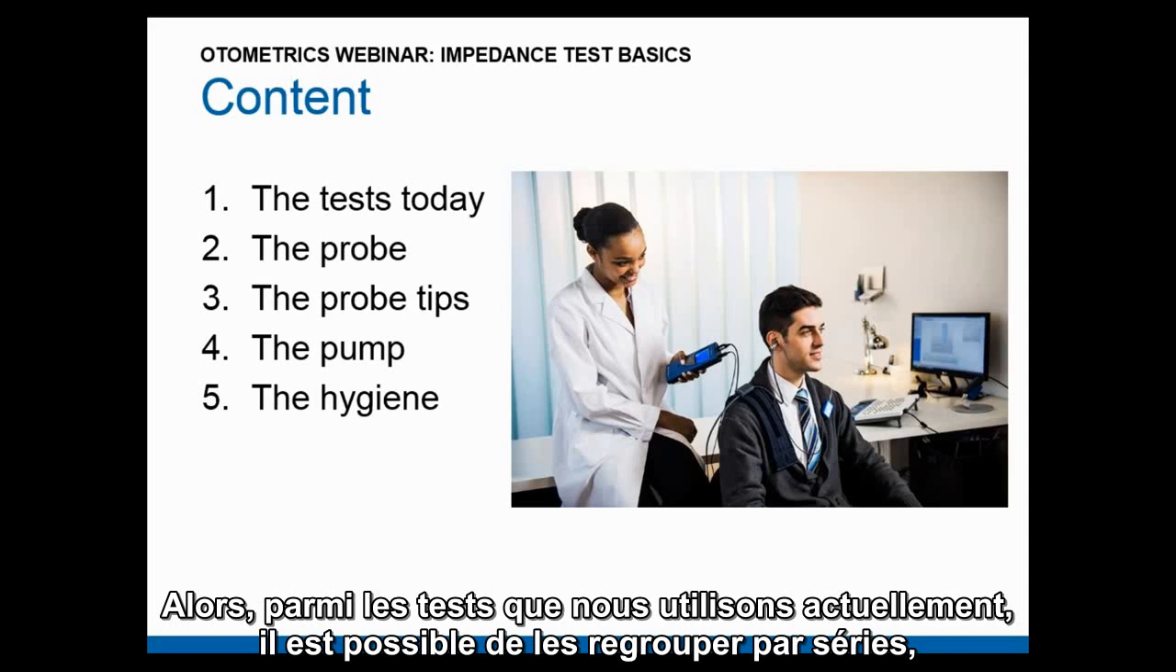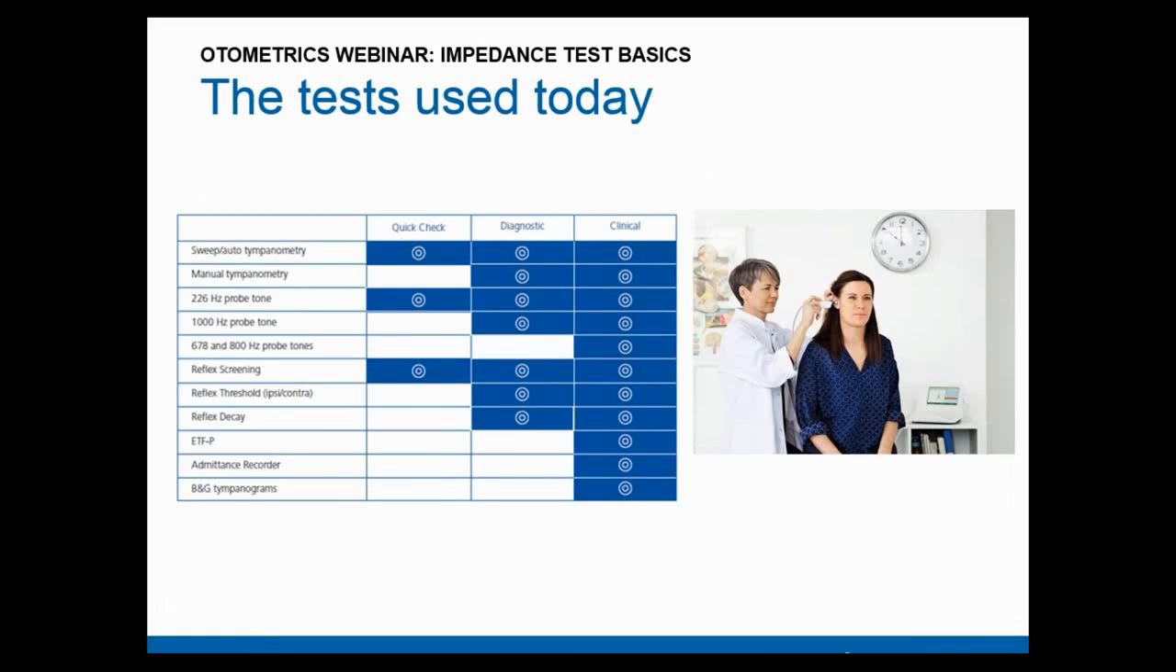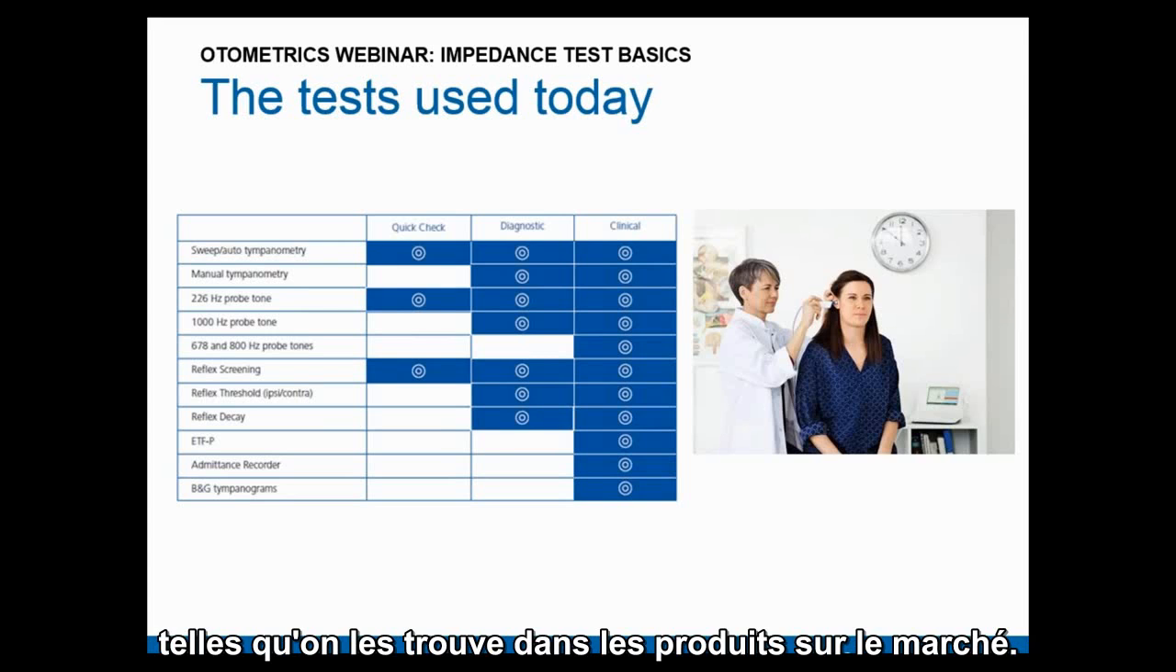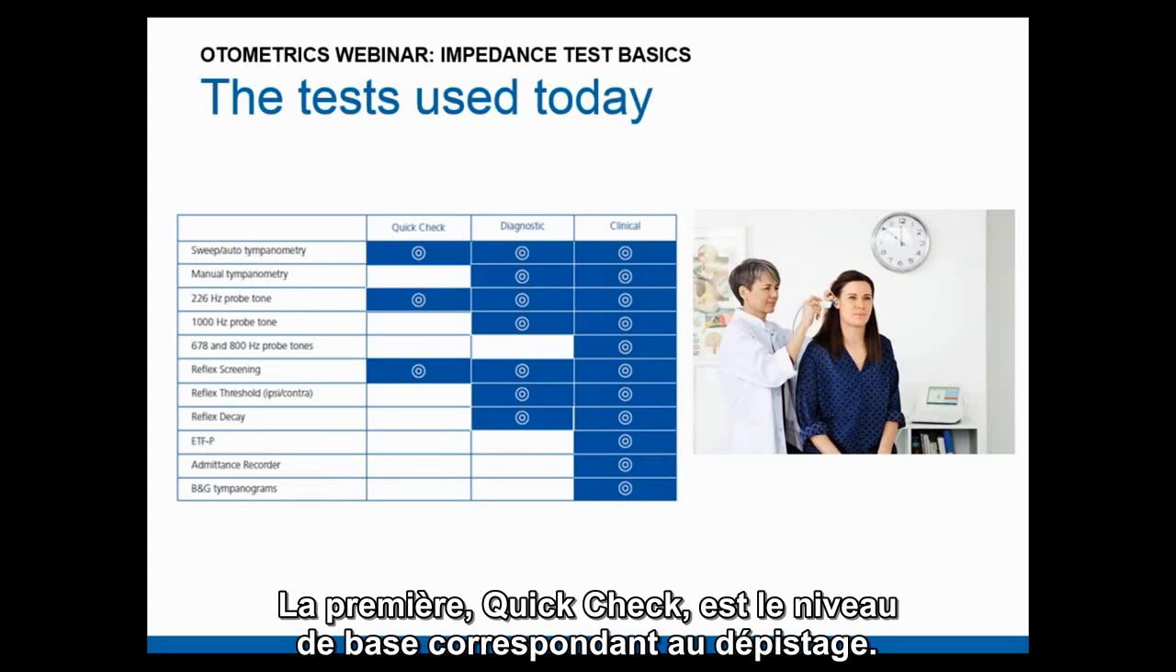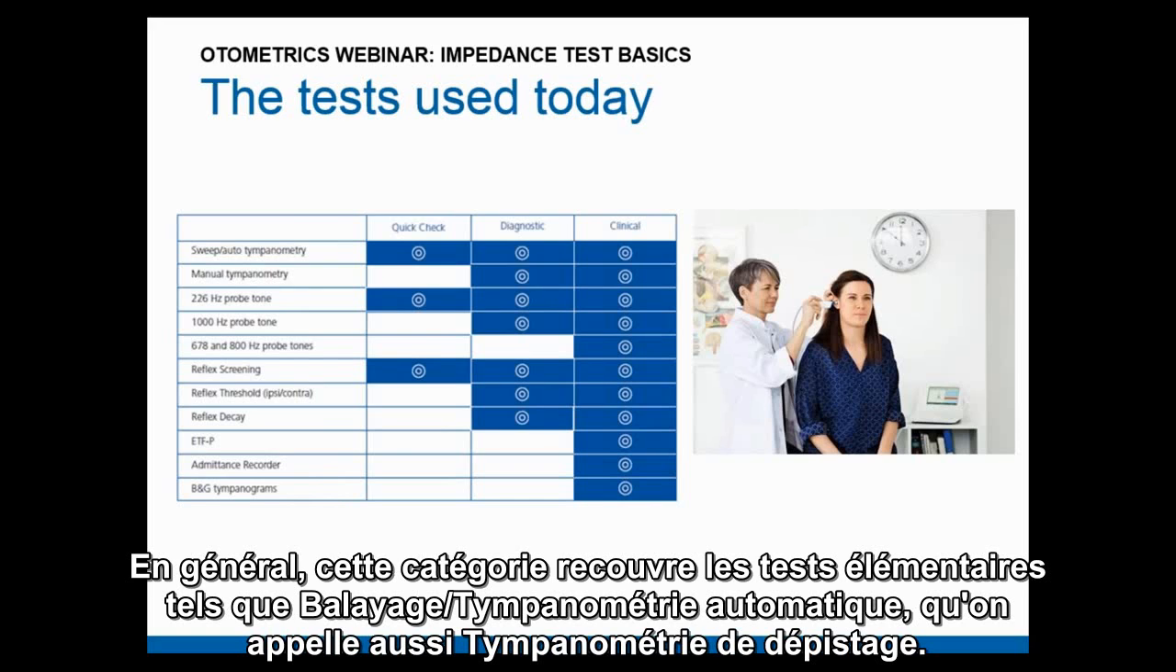So, for example, regarding the test we are using today, we can actually divide different packages of tests, as you can find in the products today in the market and from the industry. Basically, we used to distinguish the different packages in 3 segments. The first segment can be called a quick check or screening segment, but also a basic entry level. And usually you will find in the industry and in the market, in this first segment, the basic tests like sweep auto tympanometry, also called, for example, screening tympanometry.